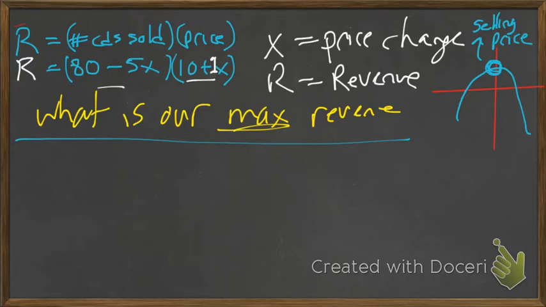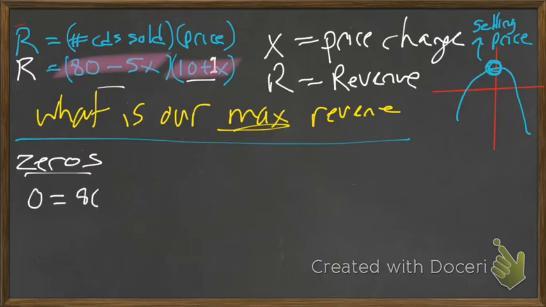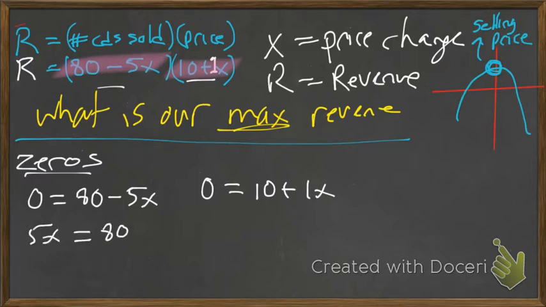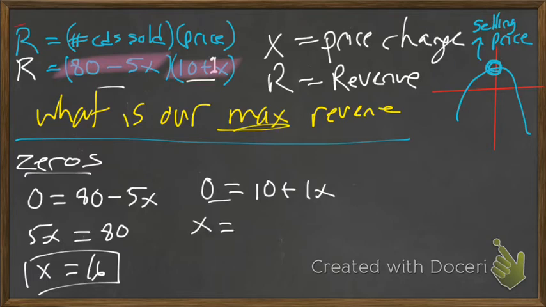If we look at our equation here, we have 80 subtract 5x and 10 plus x. So if we set both of these values to 0, we'd actually be finding our zeros, right? So 0 is equal to 80 subtract 5x, and we also have 0 equaling 10 plus 1x. If we work this out, we'll get 5x equaling 80, and x should equal 16. If 0 is equal to 10 plus 1x, then x is equal to negative 10.